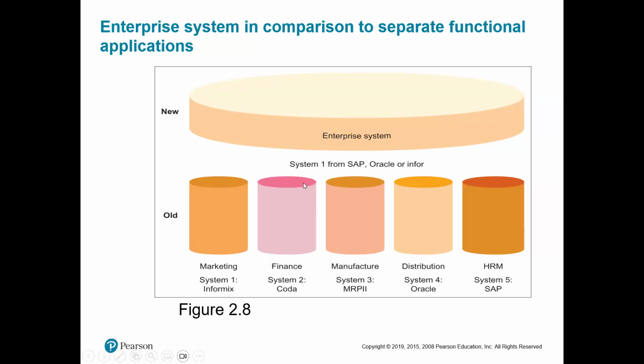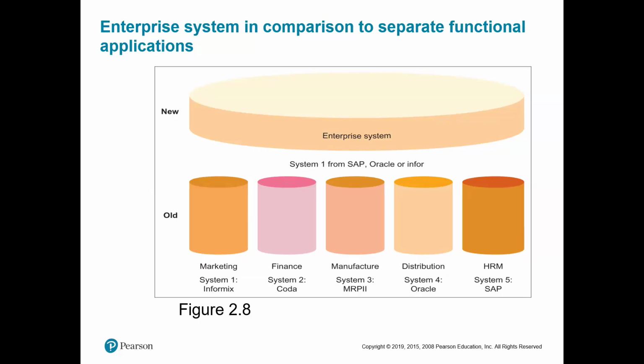But now when we come to the new one, we can integrate all these systems on one bigger system called the enterprise system, where we can share information across. So what the marketing department has can also be shared with the HR. So the HR knows what is going on.